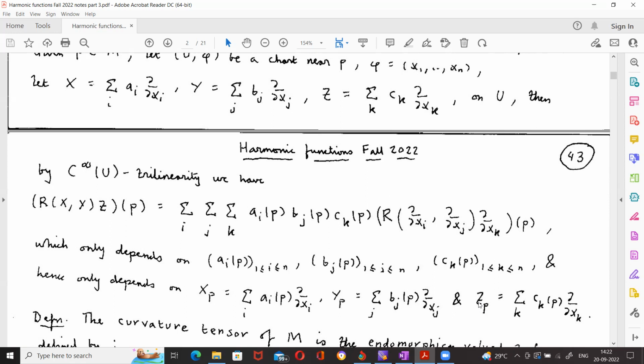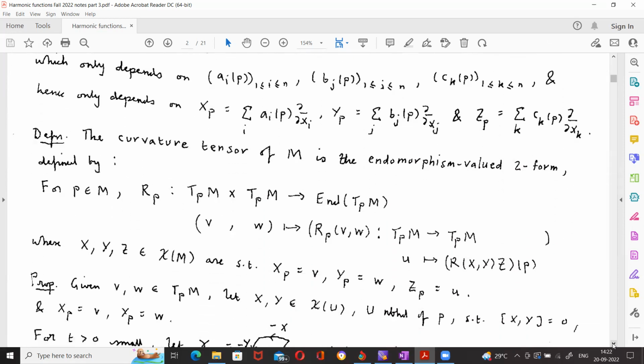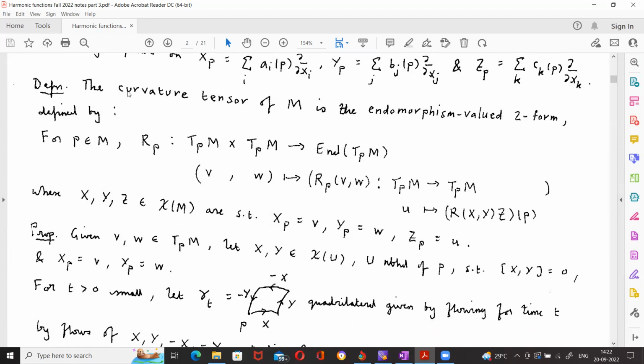Therefore, this curvature operator actually is a tensor. I can localize it to a point, and so we get what's called the curvature tensor of M. This is an endomorphism valued 2 form. Let me explain what this means. It is defined as follows. For P a point in M, R sub P is going to be a bilinear map from TPM cross TPM to the space of endomorphisms of TPM. So how is this defined?